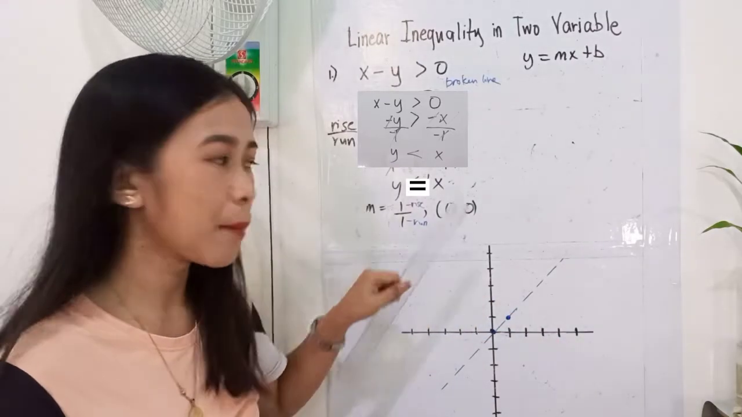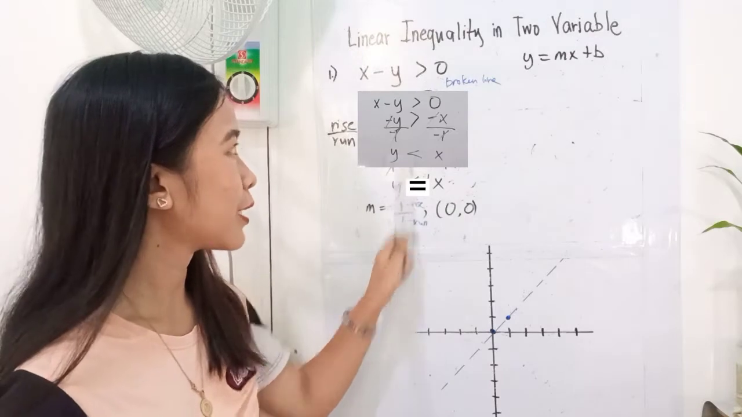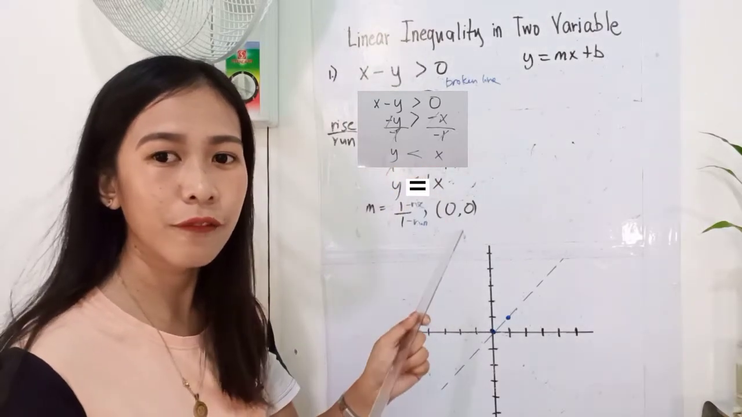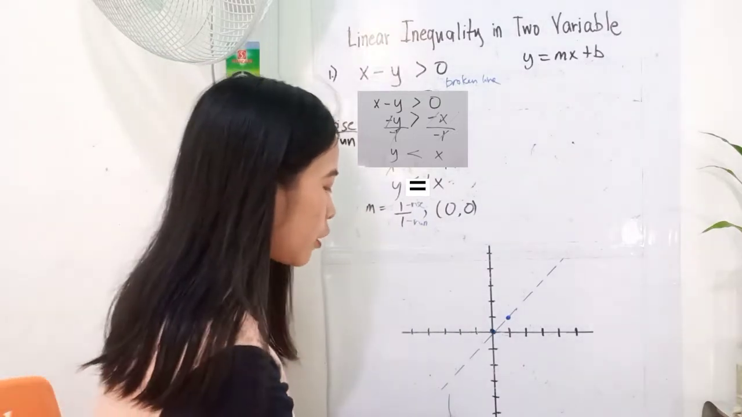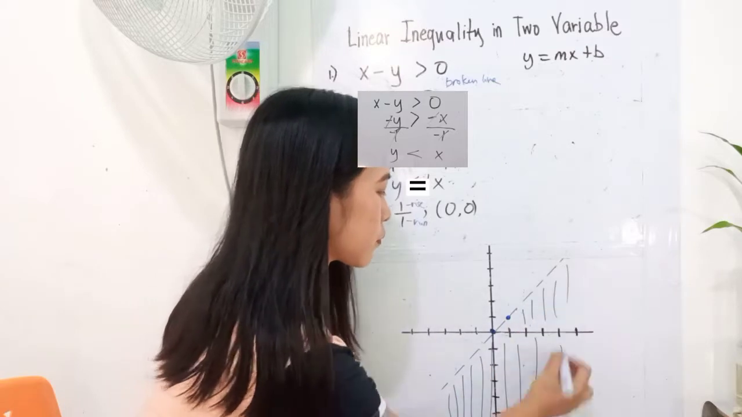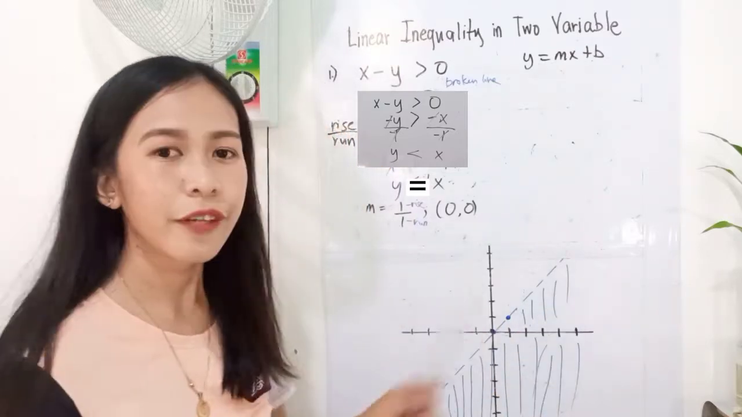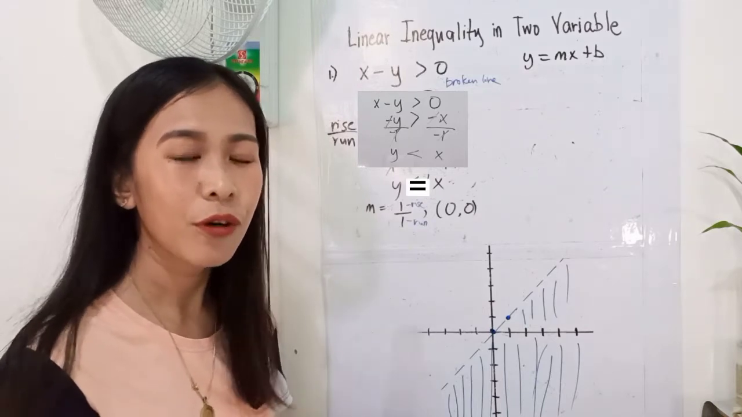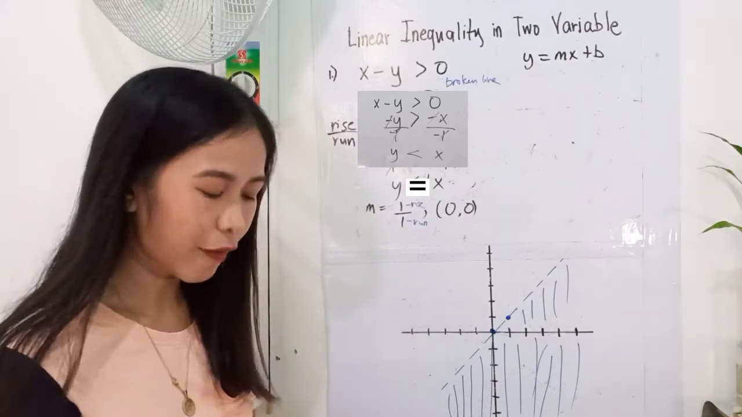Of course, pababa kasi meron tayong less than. Hindi na natin susundin to kanina, no? Kasi nag-divide tayo into negative. Okay? So, pababa. Therefore, isa-shade nyo ito. Yan, shade nyo lang yan. Okay. Then, there we have it. Nakapag-graph na kayo ng linear inequality. Now, paano malalaman kung tama ang ginawa nyo?